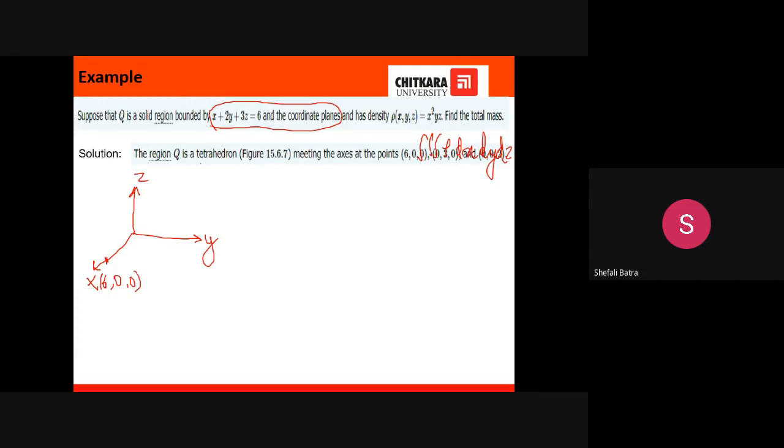Right? Similarly, on the y-axis, x will be 0, z will be 0. So you'll be putting x 0 and z 0. So y would be what? 2y is equal to 6, y is equal to 3. So we will be marking this point 0, 3, 0. Similarly, on the z-axis, we'll be putting x 0, y 0, so z would be 2. So this point would be 0, 0, 2.